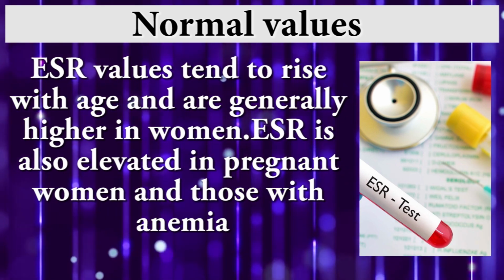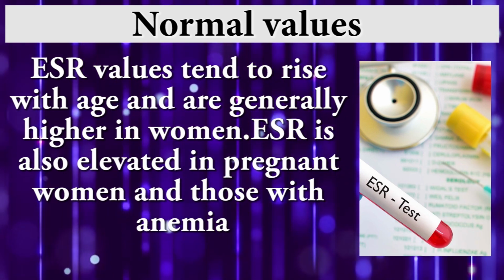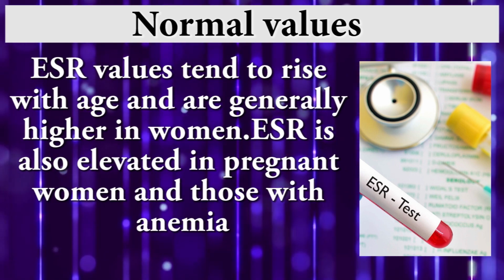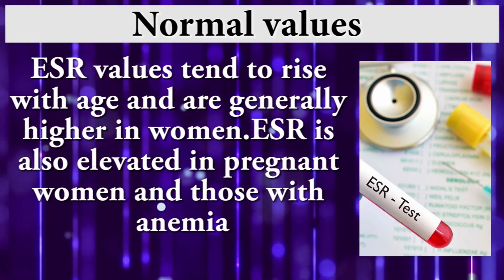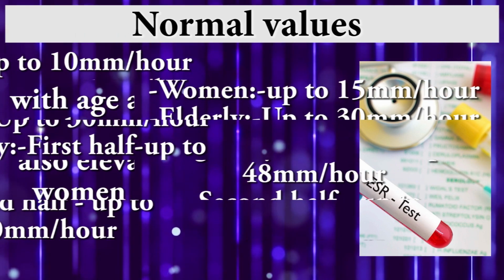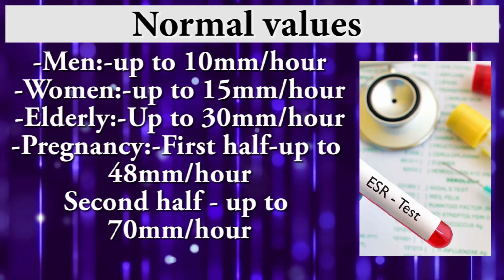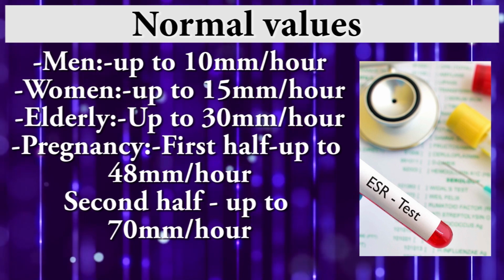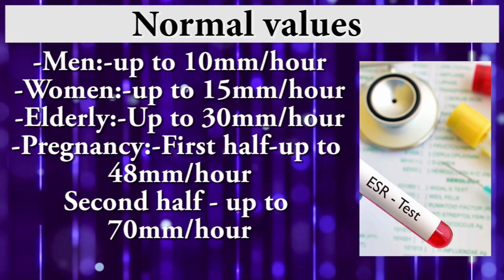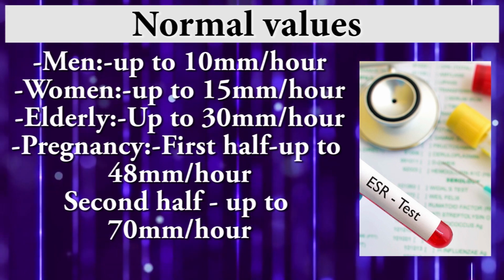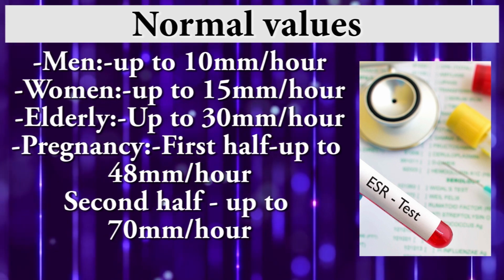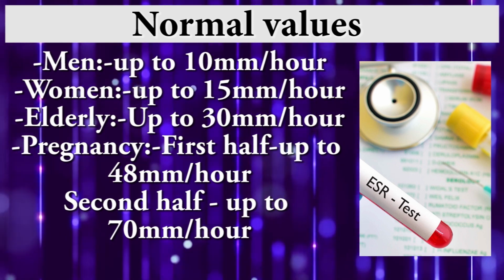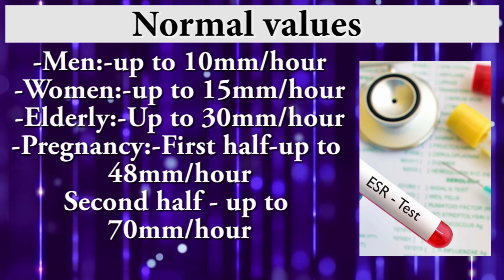Normal values. ESR values tend to rise with age and are generally higher in women. ESR is also elevated in pregnant women and those with anemia. Men up to 10 mm per hour. Women up to 15 mm per hour. Elderly up to 30 mm per hour. Pregnancy first half up to 48 mm per hour. Second half up to 70 mm per hour.